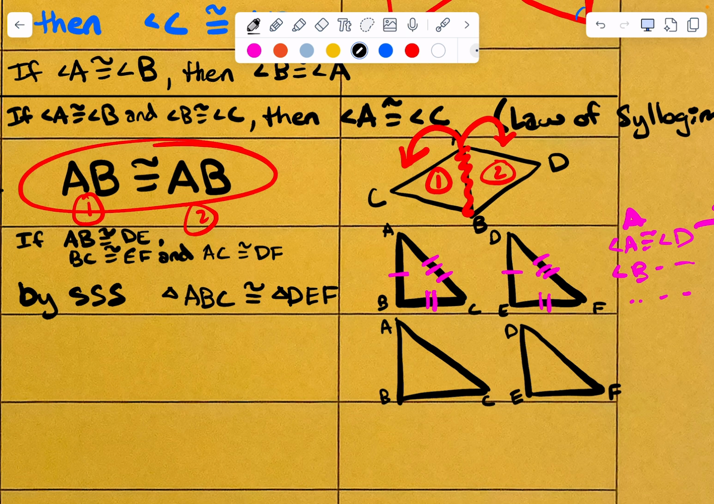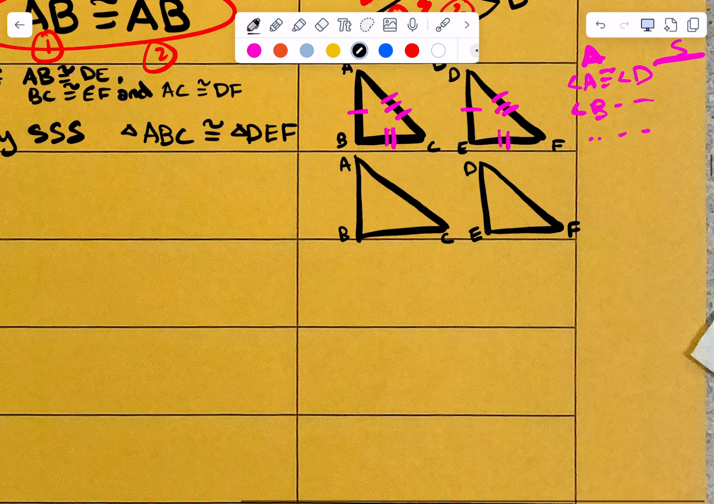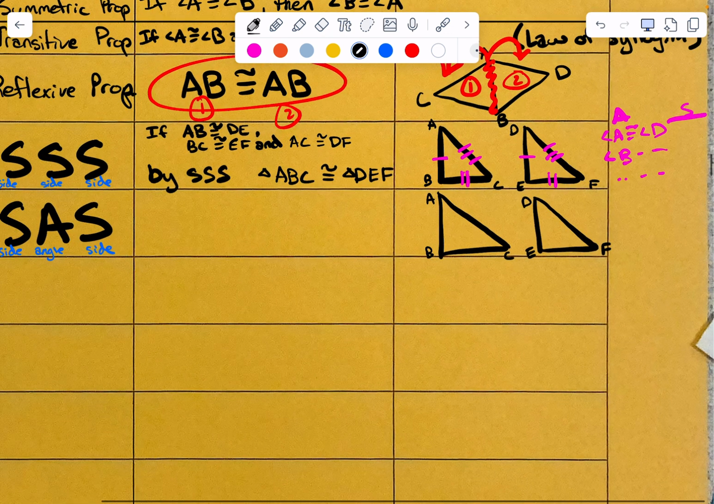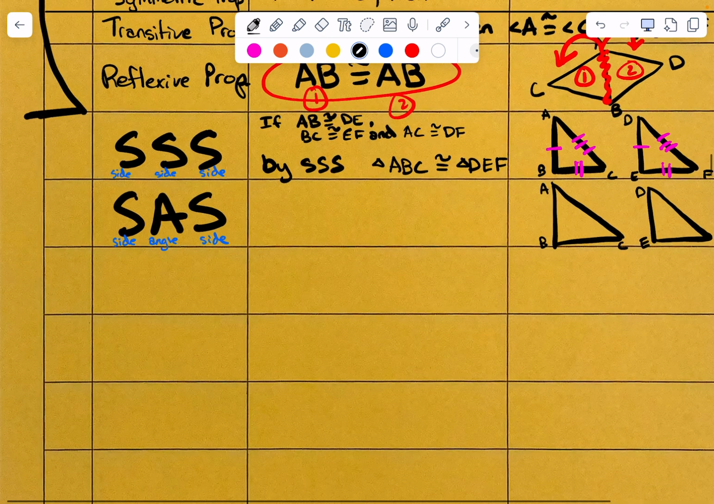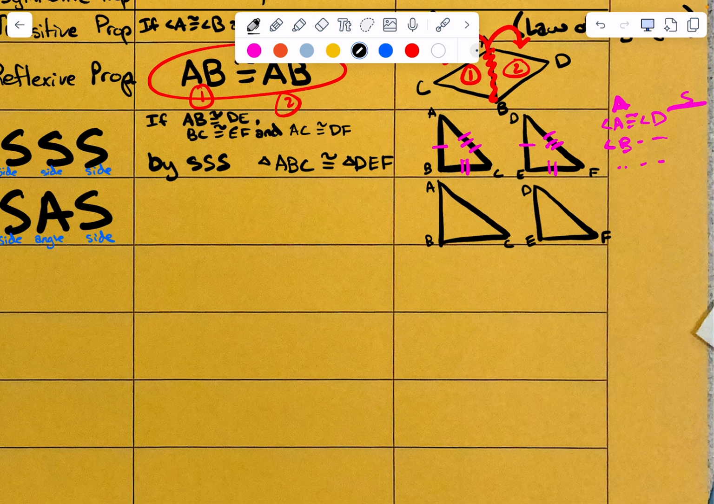Now, before we do the next one, let's talk about some other things. Because the next one is side, angle, side, let's talk about angle, angle, angle. Let's do the AAA. If we do AAA, does AAA behave the same as triple S? Like AAA, is that the same thing as SSS?